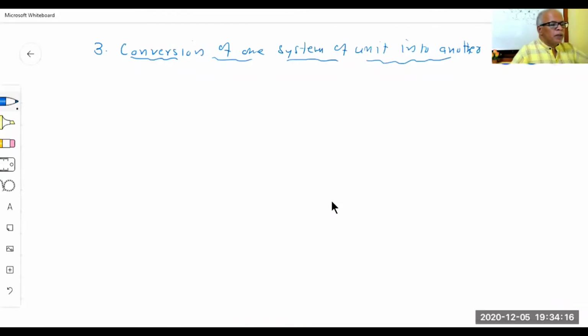Dear students, we'll do the last part of the applications of dimensions, conversion of one system of units to another. It is based on the principle that the magnitude of a physical quantity remains the same whatever the unit employed.